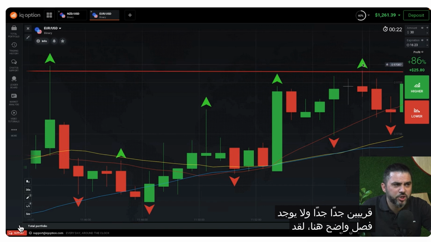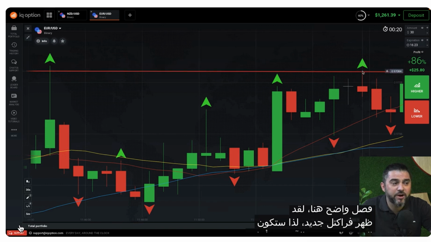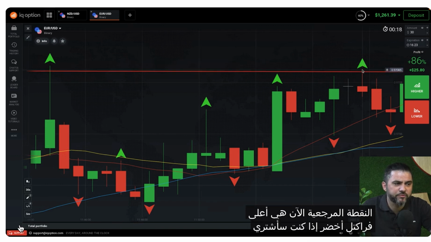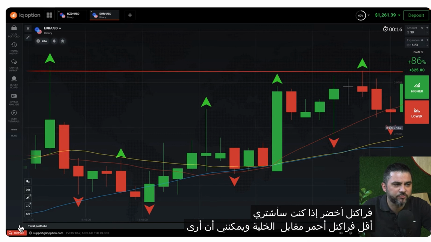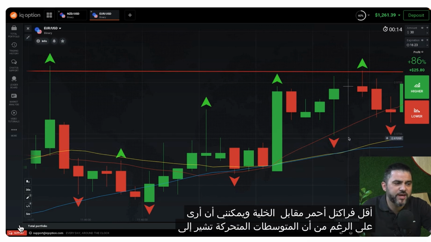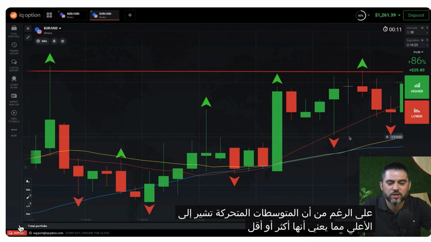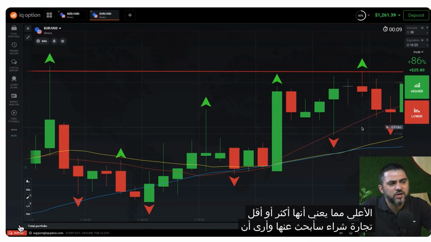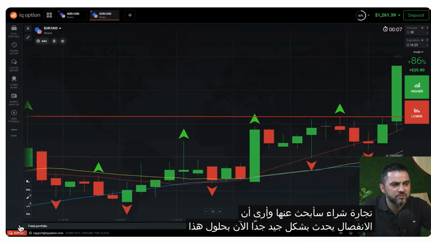Here we go, a new fractal appeared, so that will now be my reference point, the highest green fractal if I'm going for a buy, the lowest red one for a sell. And I can see the moving averages are pointing upwards, meaning it's more or less a buy trade I'll be looking for. I see separation happen, very nice.